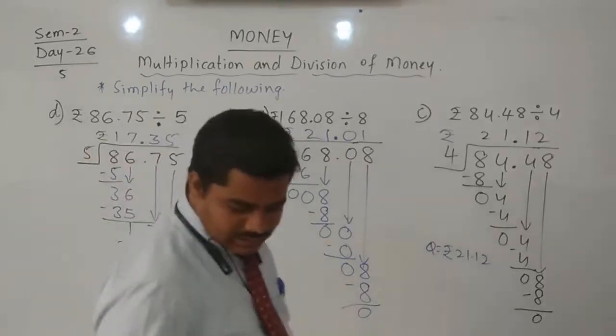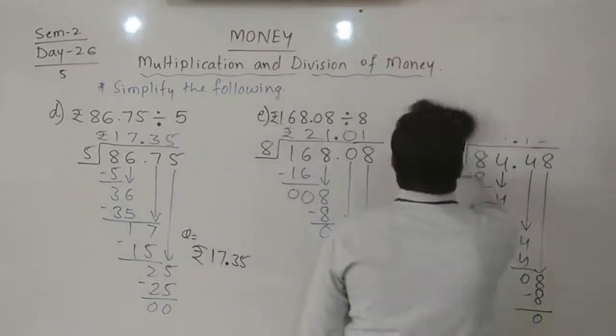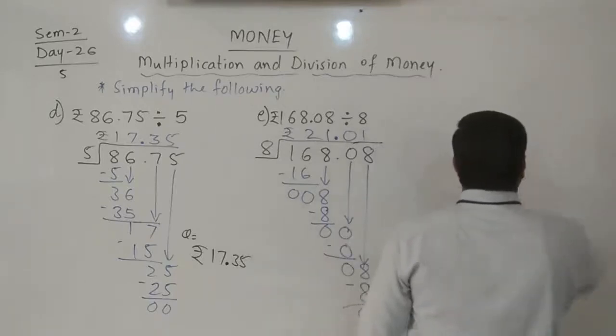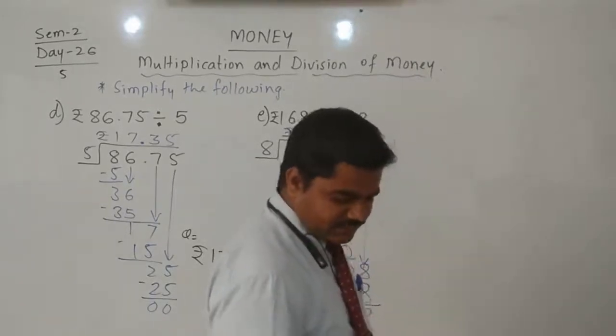Next, another one is multiplication. 407 rupees 30 paise, that is 407.30 rupees, multiplied by a number, 6.